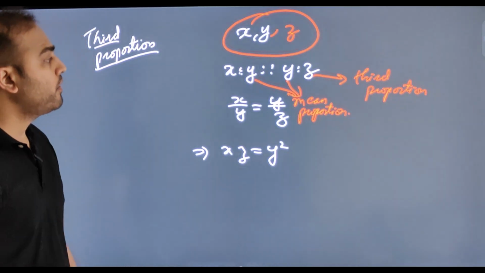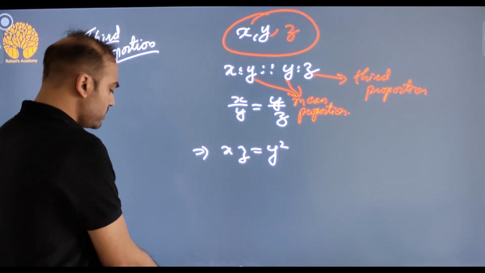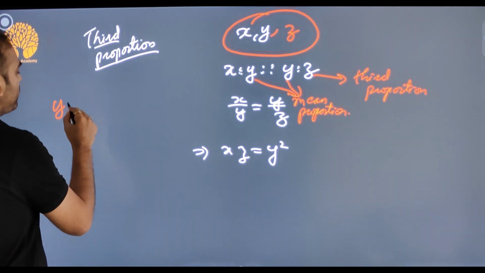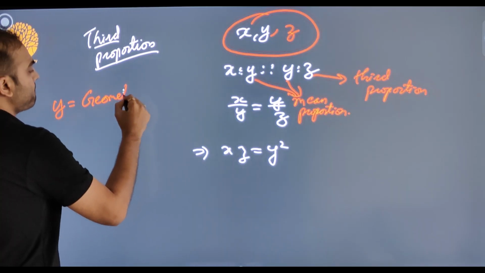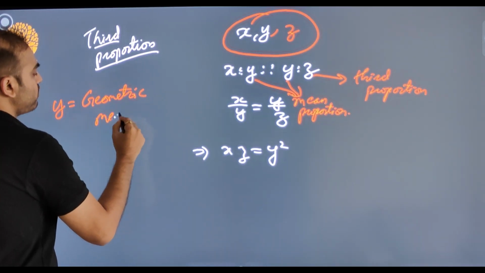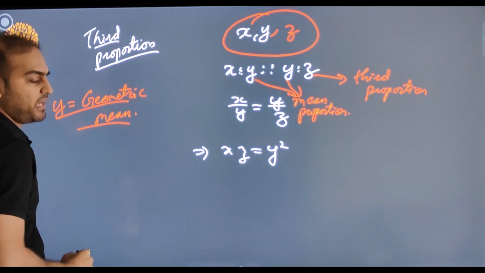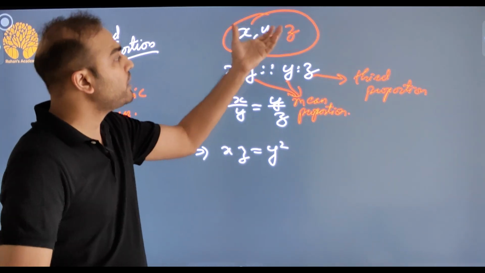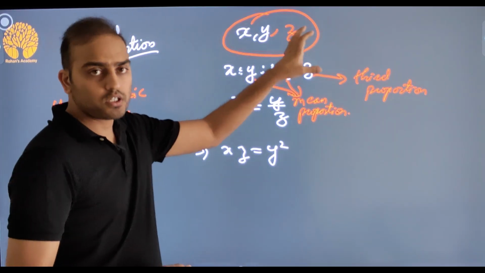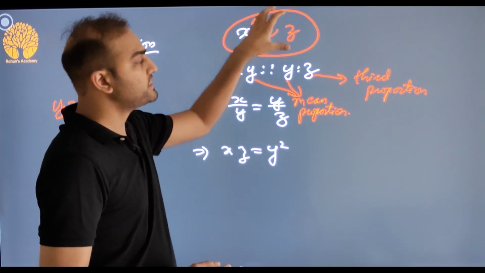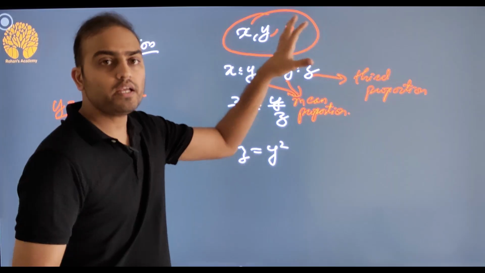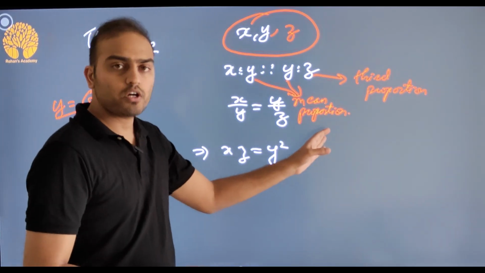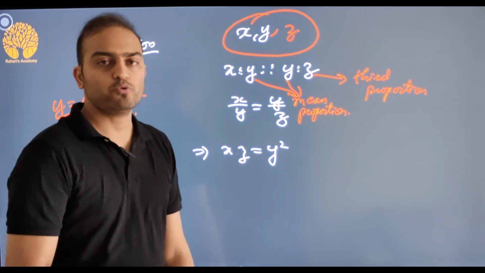Okay, when we do our advanced classes, we'll also learn y is also called your geometric mean. That will come later. So if you have three numbers, z is called the third proportion because there are already two numbers present and z is the third one bringing all three into a proportion. That is why y is called mean, z is called third proportion.